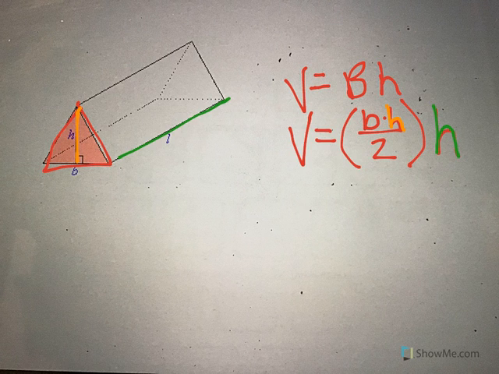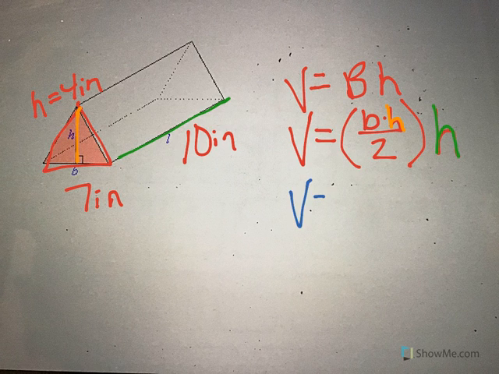Okay. All right, so let's make up some dimensions here. Doesn't really matter. 10 inches, 7 inches, and we'll say the height is 4 inches. Okay. Now I'm going to plug in what I do know to solve for what I don't know. So volume equals, now the b and h, lowercase b and lowercase h, for the area of the triangle are 4 and 7 over 2, and then 10 for the height of the 3D shape.